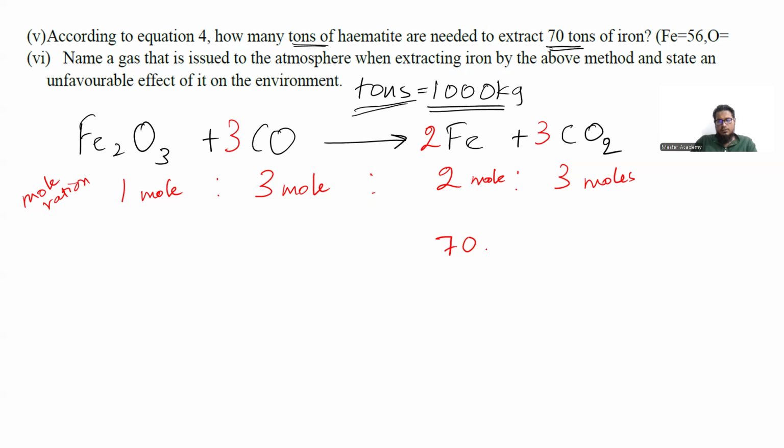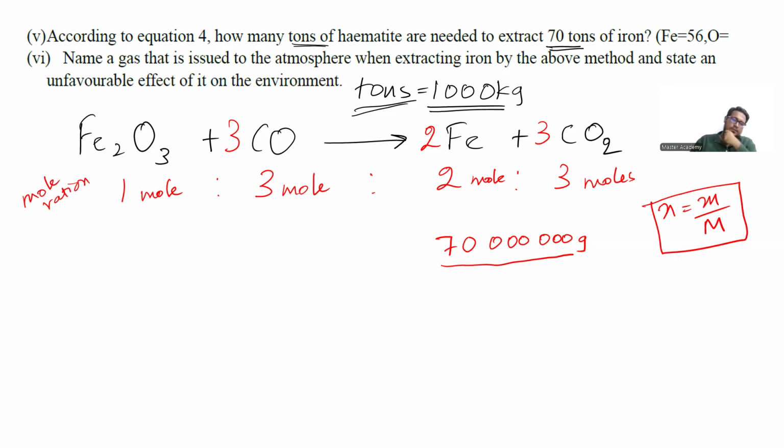So if I want to get 70 tons, that is 70,000 kilograms, we convert to grams, this is the amount. Divide by, you all know the equation, n equals small m over capital M, grade 10 equation, to convert mass into moles. Number of moles of Fe needed is the given mass of Fe divided by the molar mass of Fe. Here the given relative atomic mass of Fe is 56. So this is the number of moles of Fe.